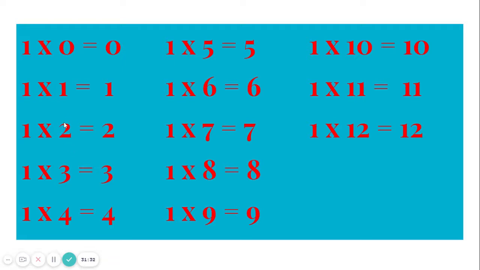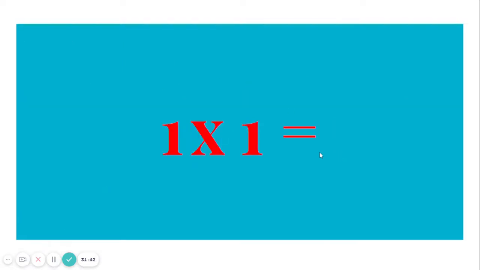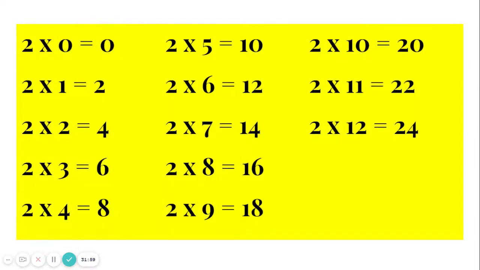So in other words, 1 times 2, 2. 1 times 3, 3. Means I have 1 3. I only have one of them. Okay? All the way up to 12. 1 times 1 is, did you say 1? 1 times 7 is 7. 1 times 5 is 5. 1 times 8, 8.